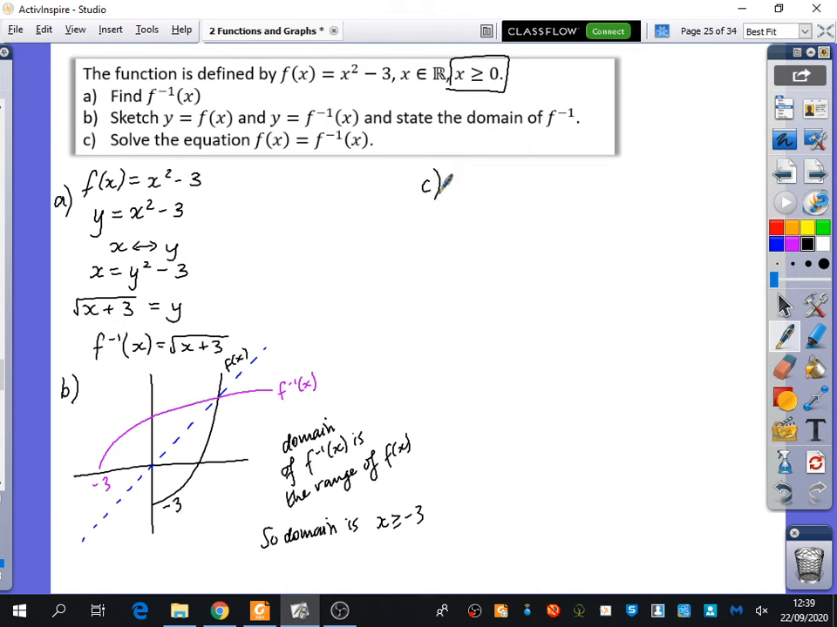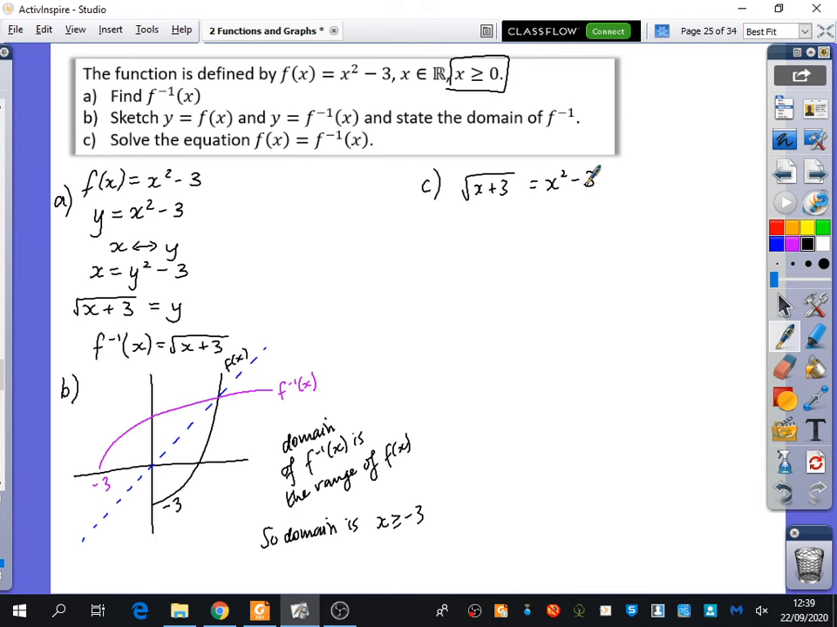Mostly done on A and B, everyone? Nearly? Okay, part C is, we're going to try and solve the equations, but I'm going to show you a shortcut in case, well, we'll see. I'm just going to do it the normal way first. So we want to make this equal to this. So it's the square root of x plus 3 equals x squared minus 3 for solving the equation.